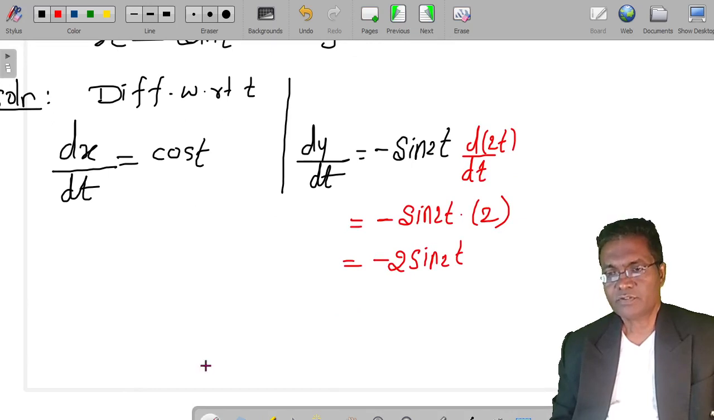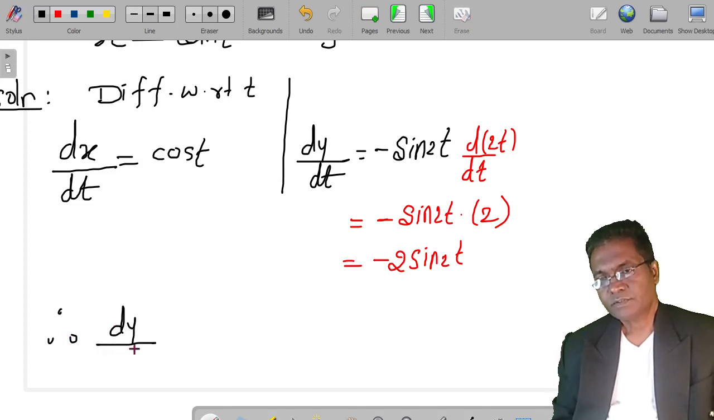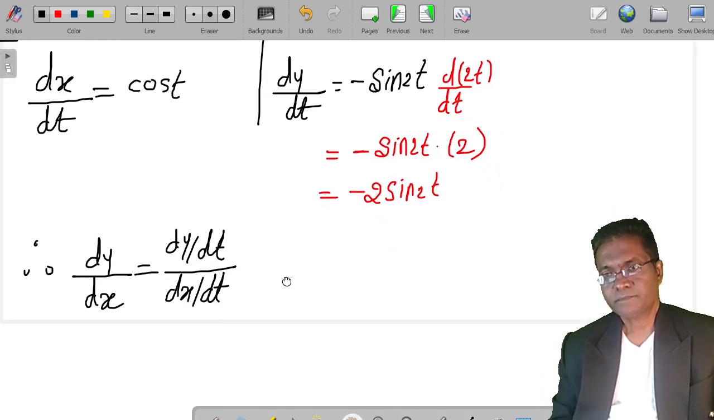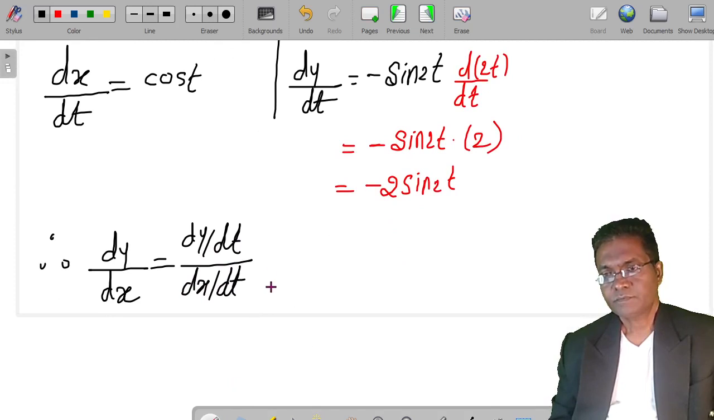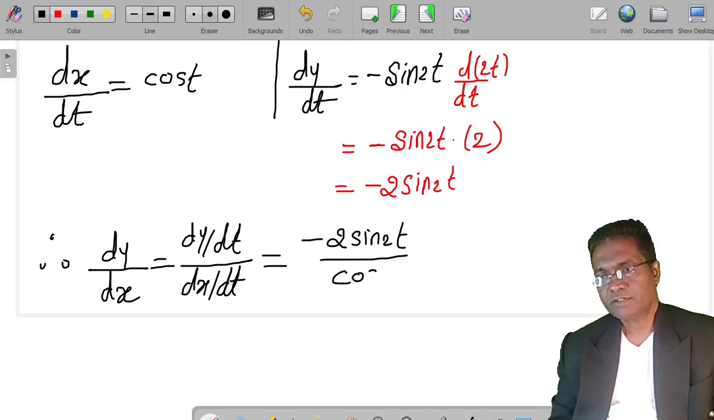Okay, so finally, therefore dy by dx is equal to dy by dt divided by dx by dt, which is equal to, for dy by dt we have here, minus 2 sin 2t divided by cos t.